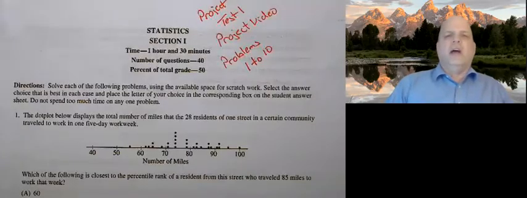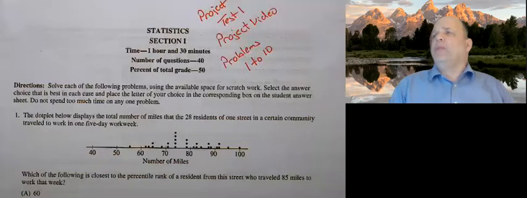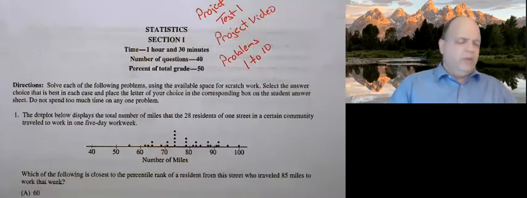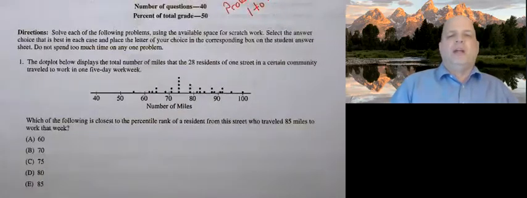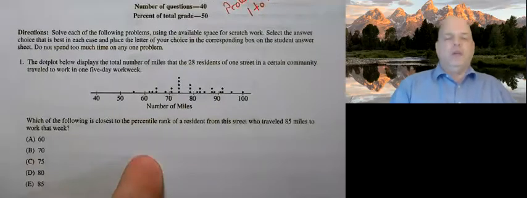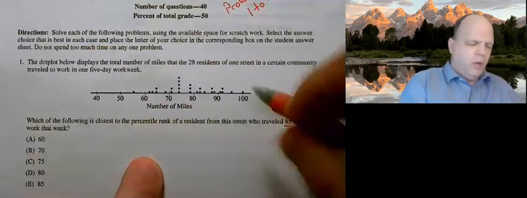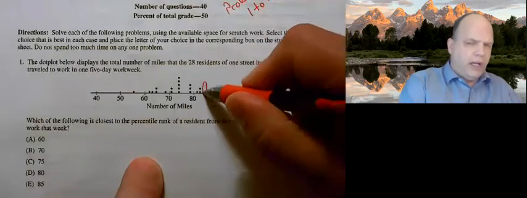Okay, this is project test number one, and it's going to be problems 1 through 10 in this video. So the dot plot below displays the total number of miles that the 28 residents of one street in a certain community travel to work in one 5-day work week. So we have a dot plot. Which of the following is the closest percentile rank of residents from this street who traveled 85 miles to work? So we're interested in 85 miles to work, which is approximately right here.